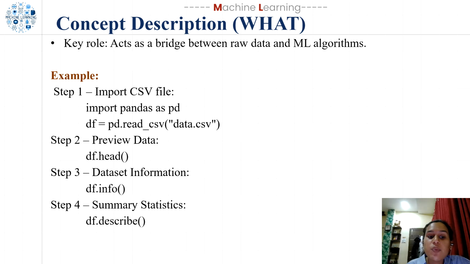Step 2 is the preview of data. The df.head function gives us a preview of the data set. First we will see the first 5 rows of the data if we have to explore the data. Just like that, in step 3, dataset information, the df.info function gives the information about the data set. And step 4 is summary statistics, df.describe. This function gives us the mean, maximum, and minimum of a particular column, for statistical or numerical columns.